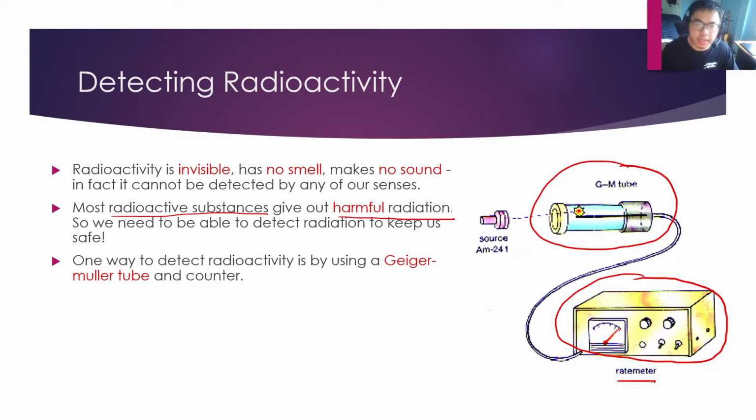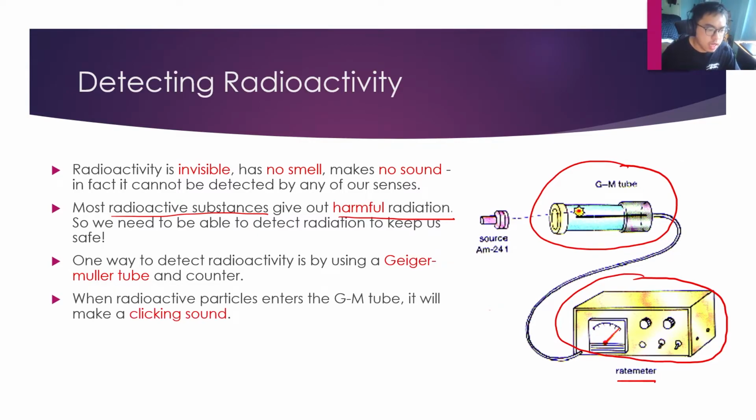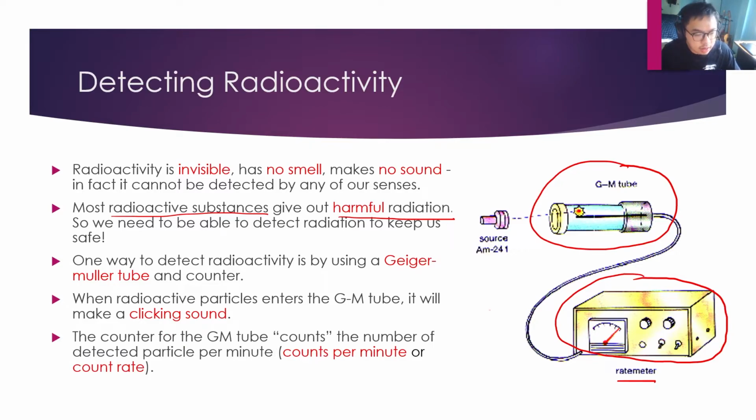And the counter or the rate meter basically just counts how many radiations are happening. So for example, 1 count, 2 counts, and so on. The higher the count, the more radiation it's detecting. When radioactive particles enter the GM tube, it will make a clicking sound, and I'll show this in the video soon. So like I said, the counter for the GM tube counts the number of detected particles per minute.